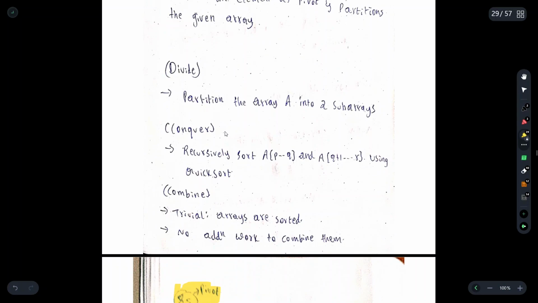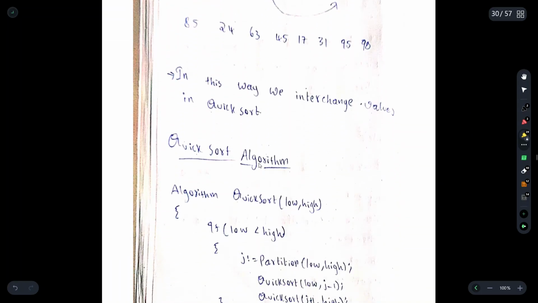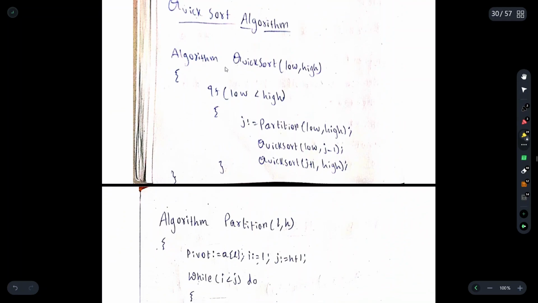Divide: partition the array A into two subarrays. Conquer: recursively sort the two subarrays using quick sort. So now this is the basic thing, and we will discuss the algorithm. This whole thing is the partition step, partition of low to mid and mid plus 1 to high.